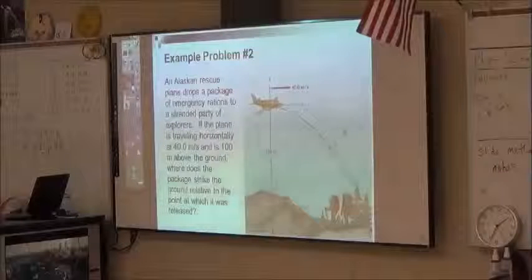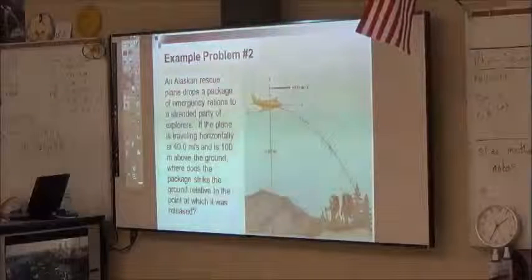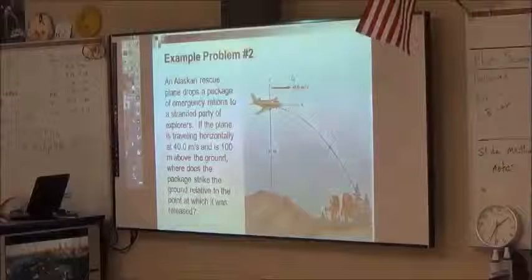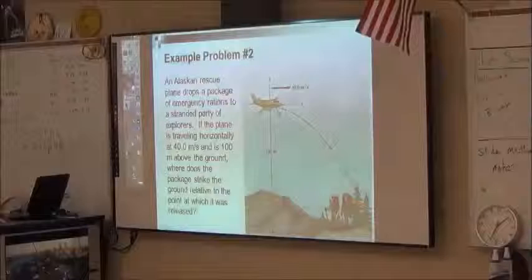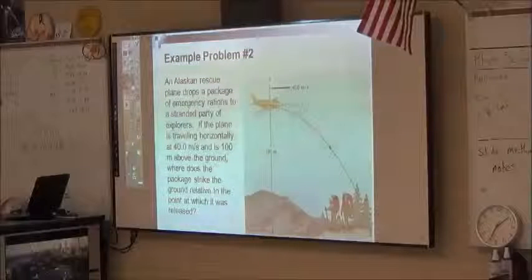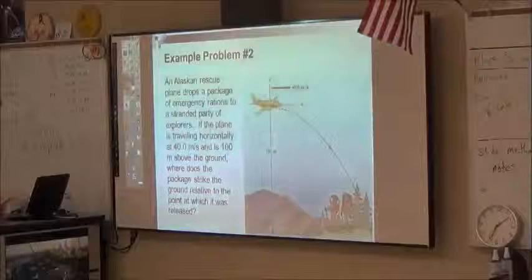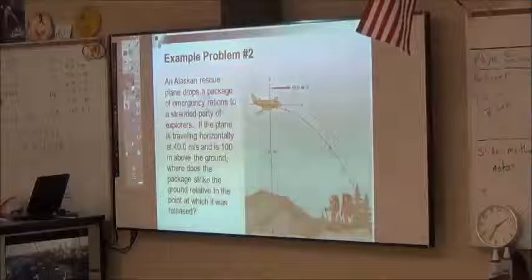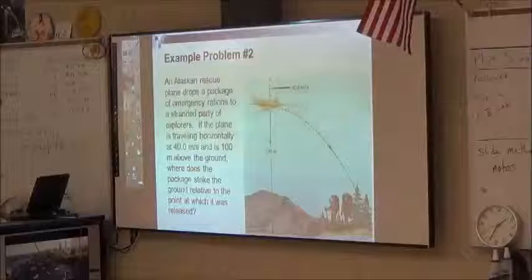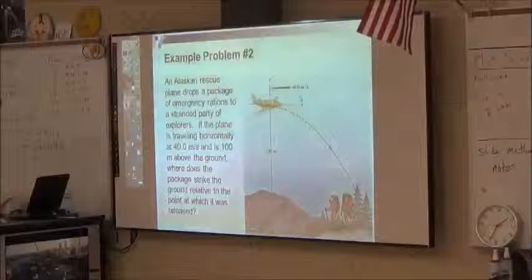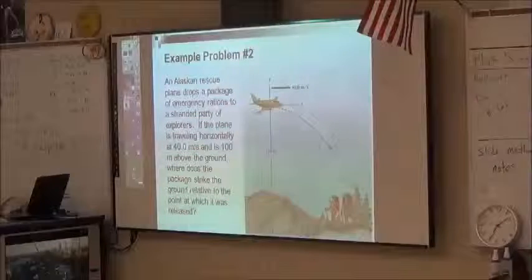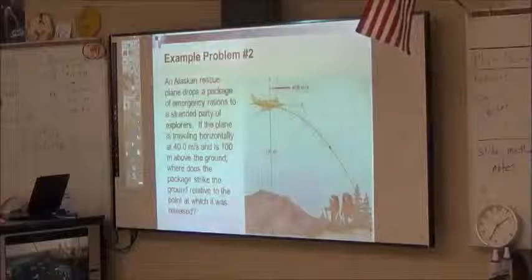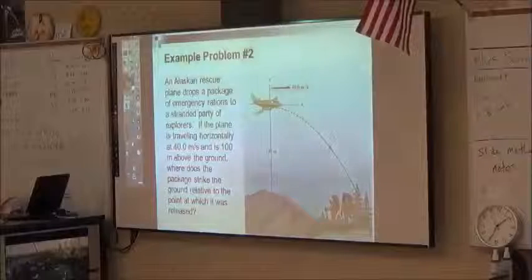We've got to do at least one example problem. So stay with me till the bell rings, but we've got to make it through the Alaskan rescue plane. Okay, first, I do understand if this plane can travel here, why wouldn't it just land and save the people? I don't know, but it is dropping a package of emergency rations to a stranded party of explorers. The plane's traveling horizontally at 40 meters per second, and it's 100 meters above the ground. Where does the package strike the ground relative to the point at which it was released?